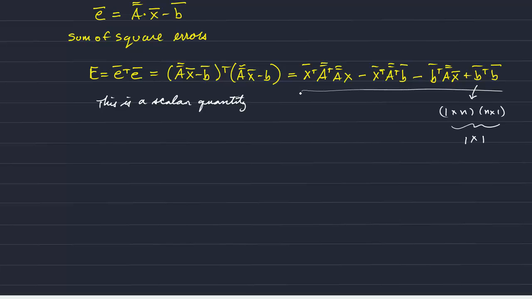If we look at this term, we have a 1 by m vector, that's x transpose. A transpose is an m by n matrix. A is an n by m matrix. And x is an m by 1 vector. So again, the inside dimensions match, so we can carry out those products. And what's left is 1 by 1, the two outer dimensions.